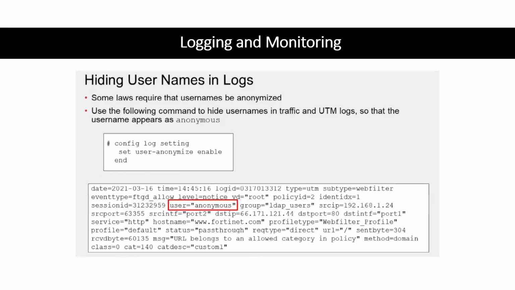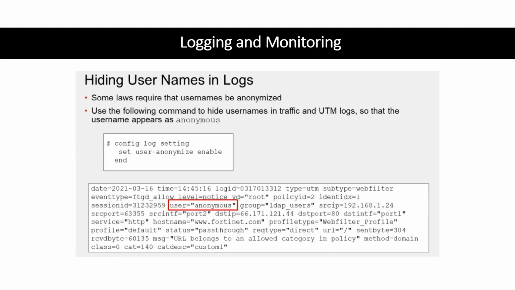So, of course, with capturing logs, capturing the traffic, Fortinet, long time coming, also enables the ability to hide usernames within logs. In certain environments that you work in, they have to follow some laws, and some laws require that usernames be anonymized. And of course, real simple, you can use this command to anonymize usernames within those logs. You go to config log settings, set user-anonymize, and you hit enable.